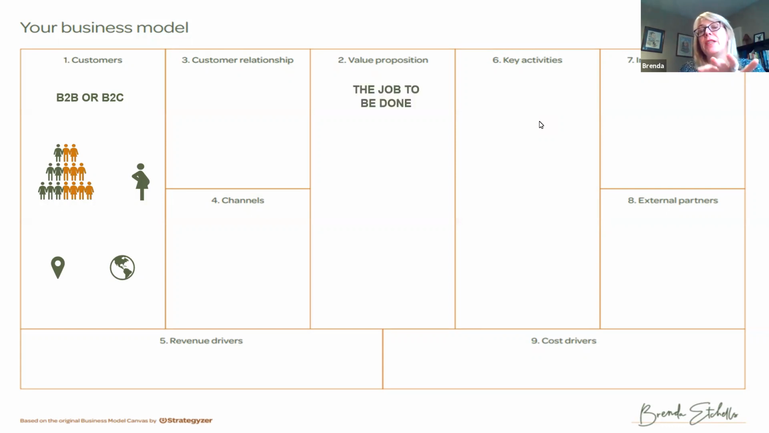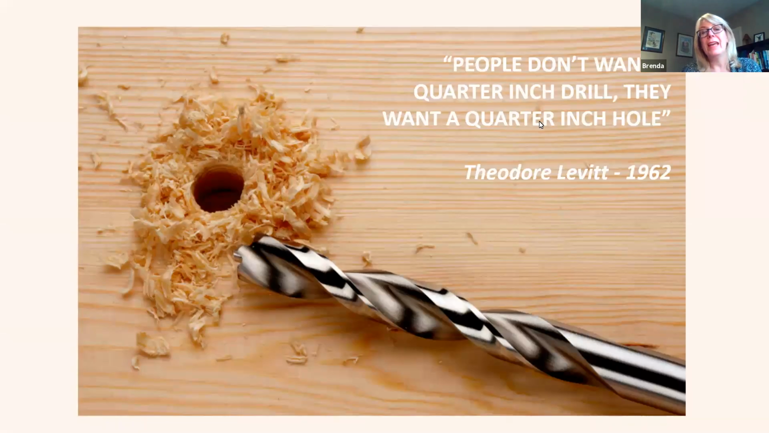In terms of the value proposition, a good way to think about this is the job to be done. What is it that your customer needs to do that your product or service is a solution to them to do that? I love this. This is such a great thing. It just explains it really. So people don't want a 1/4 inch drill. They want a 1/4 inch hole. Yeah. So they're not buying a drill. They're buying something that gives them a hole.